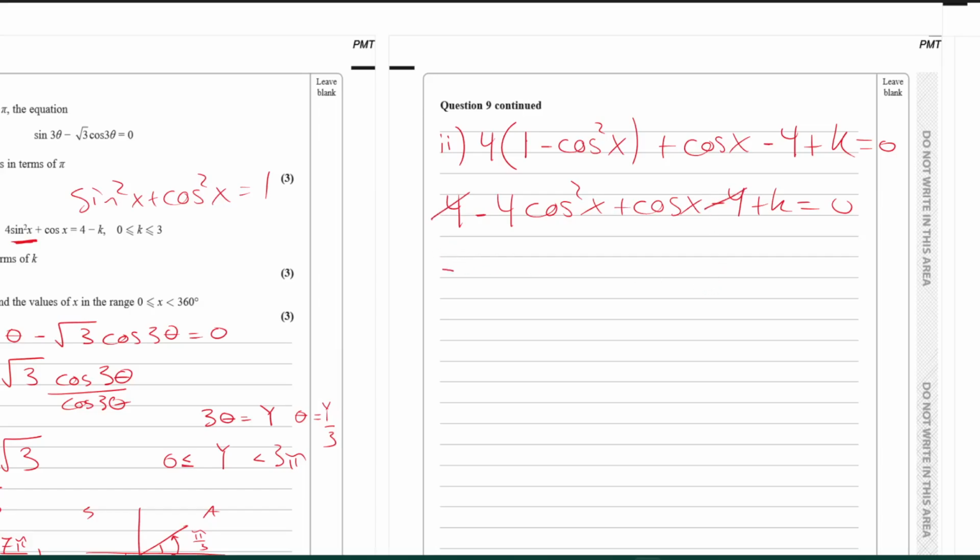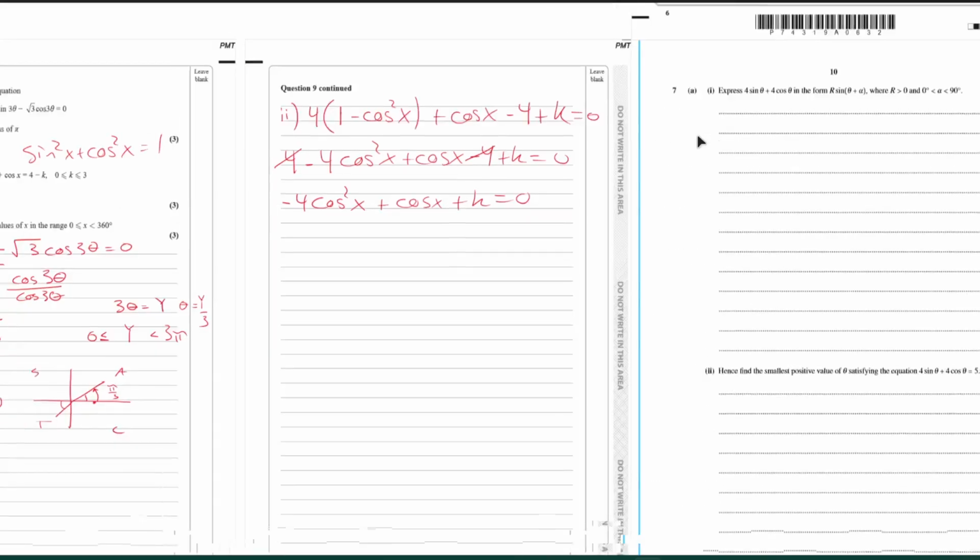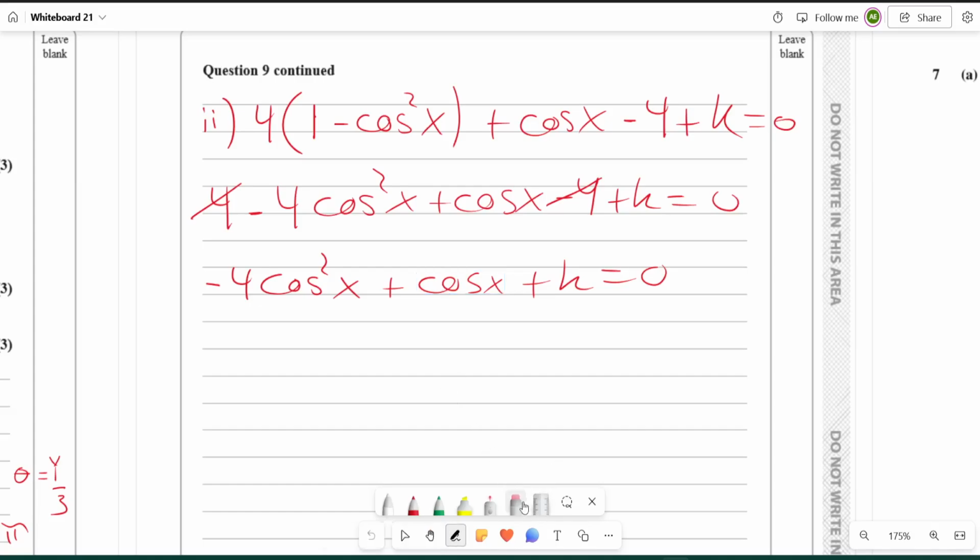That's going to be 0. So I'm going to be left with minus 4 cosine squared x plus cosine x plus k equals 0. This is starting to look like a quadratic. Always in quadratics, I don't want to have a negative sign, so I'm going to multiply everything by -1. So this becomes plus, this becomes minus, this becomes minus, and this is my answer over here.